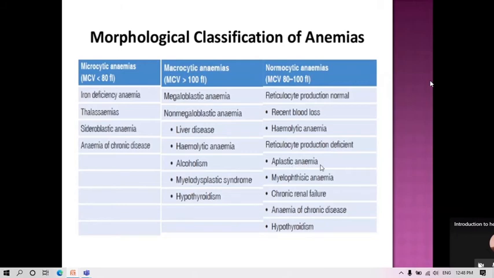It can be myelodysplastic anemia. It can be secondary, just chronic renal failure leading to decreased EPO. That can be because of anemia of chronic disease or hypothyroidism.